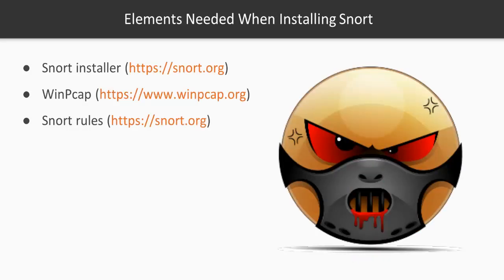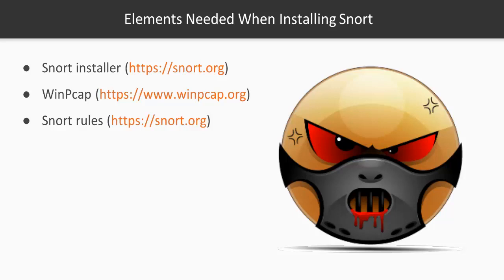So in order to install Snort, we need three main things. The first element is the Snort installer. Especially on Windows, you can get a pre-built binary of the installer. You also need the WinPcap library, because packet capturing and packet filtering, or basically packet analysis, is done through this library. And then lastly, you need to get the basic Snort rules. This will be used as your starter before you actually get the final rules.